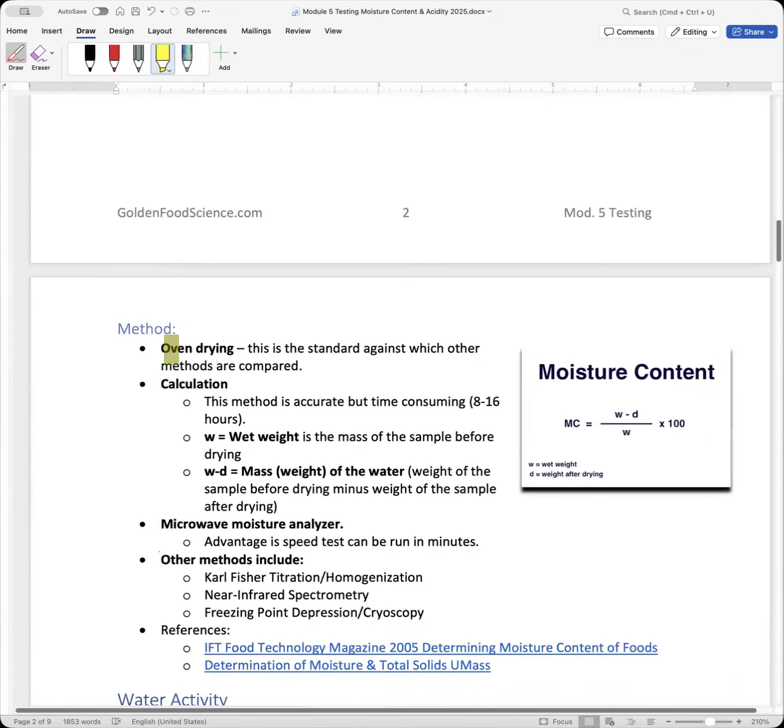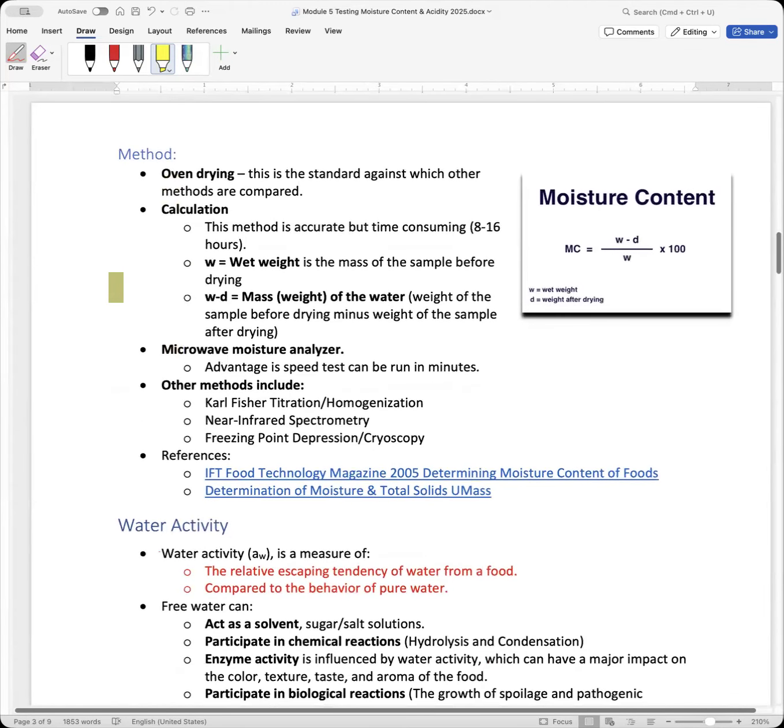So I'm sure you guys are familiar with some of that. The common way is oven drying. In oven drying, you weigh the sample before you put it in the oven, you close it, you dry it, and then you weigh the sample afterwards, and the water has evaporated. That gives you the moisture content, the difference in weight.